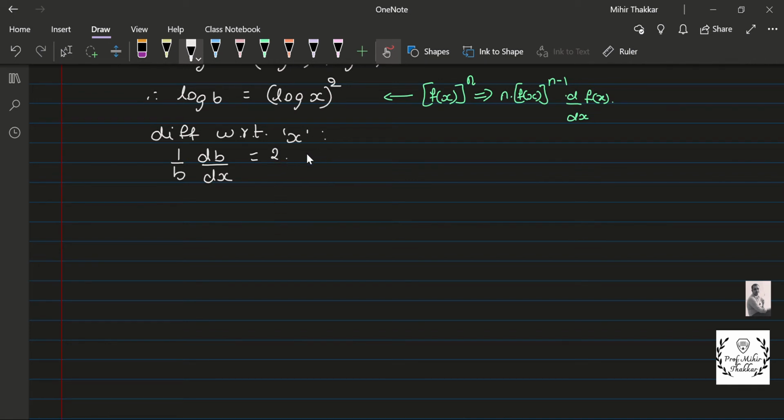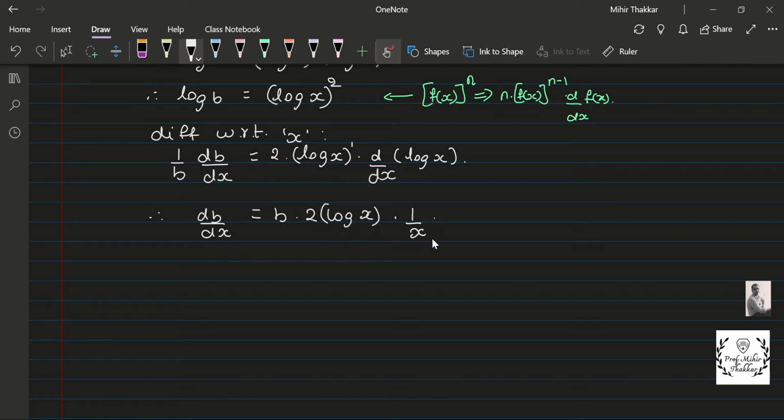So this over here is 2 into log x to the power 2 minus 1, which is 1, multiplied by the derivative of f(x), which is the derivative of log x. We will cross multiply this b to the opposite side. So I get db upon dx is equal to b into 2 log x into 1 by x.